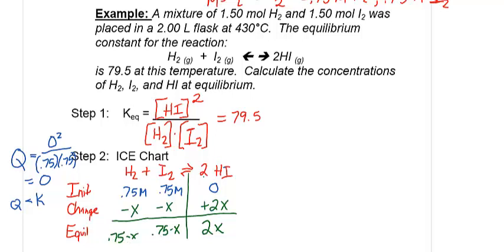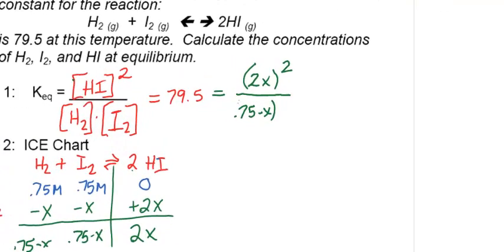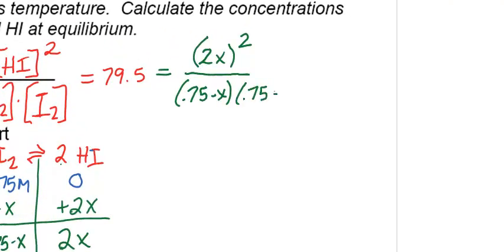In some of our problems, we were told at equilibrium you had this much HI or this much H2. They didn't give us that info. They're expecting us to know how to do some algebra here. So we will plug in our equilibrium concentration of HI, which is 2x. Remember that that will be squared. Sometimes people forget the 2 in their change row, or they forget it in their KEQ. It goes in both places. Then on bottom, we'll put in 0.75 minus x and 0.75 minus x for our hydrogen and iodide.